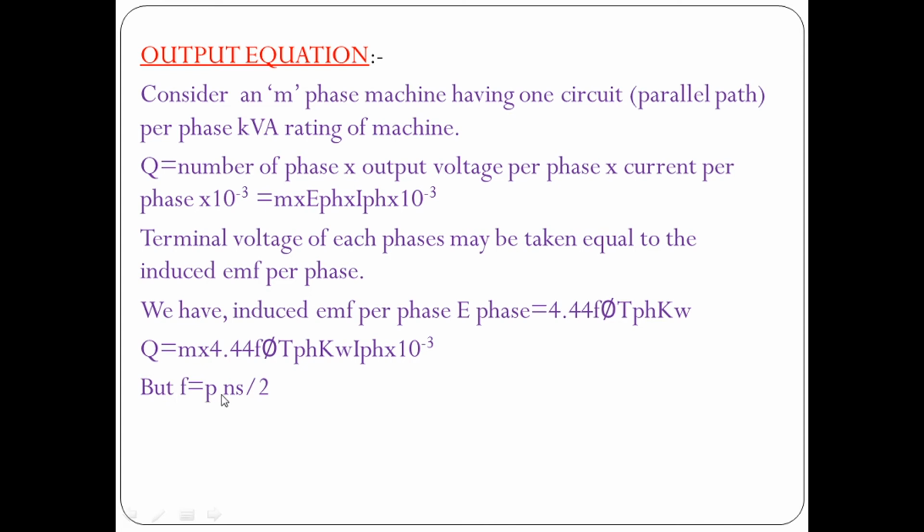But f is equal to ns into P by 2. We have learned in the induction motor that the synchronous speed Ns, in RPM, is 120 f by P, where f is the supply frequency and P is the number of poles. Now we have already decided that ns is the synchronous speed in RPS, rotations per second. Based on that equation, we can write the frequency as f is equal to P into ns divided by 2. That is, 120 f by P is in RPM, while here ns is in RPS.